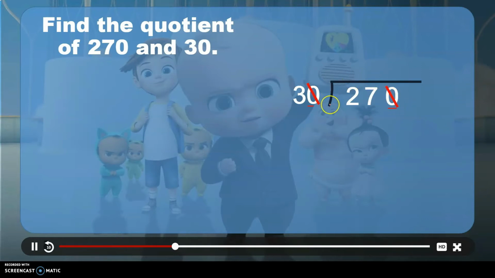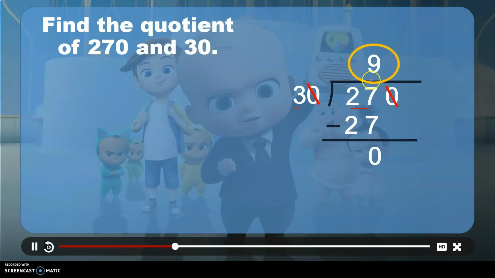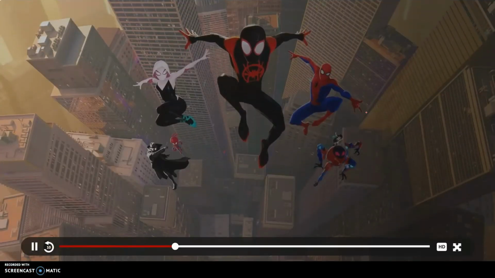Now, let's divide 27 by 3. So 27 divided by 3 is equal to 9. And 9 times 3 is equal to 27. And 27 minus 27 is equal to 0. So as you can see, there is no other number that we can bring down. Automatically, our final answer is 9. So to check it, we can do the inverse of division, multiplication. 9 times 3 is equal to 27. Okay?